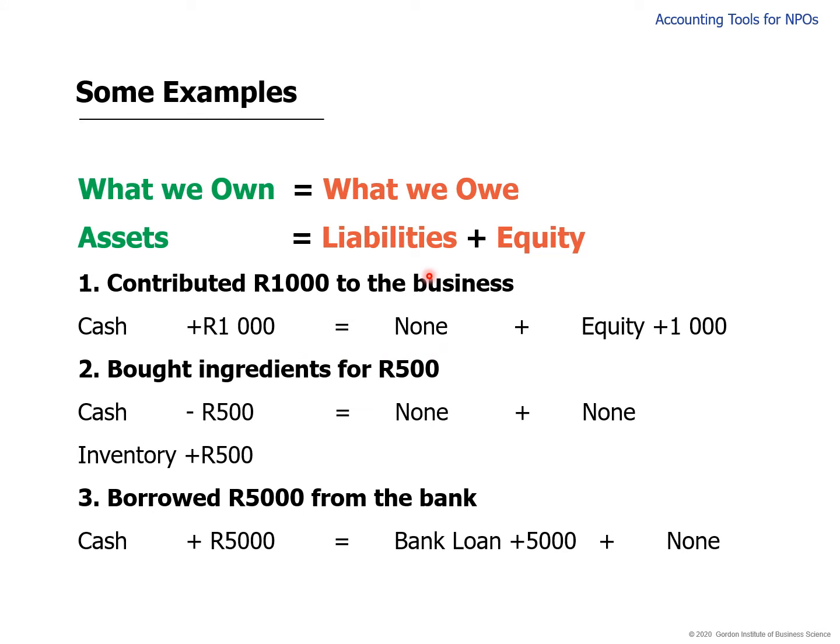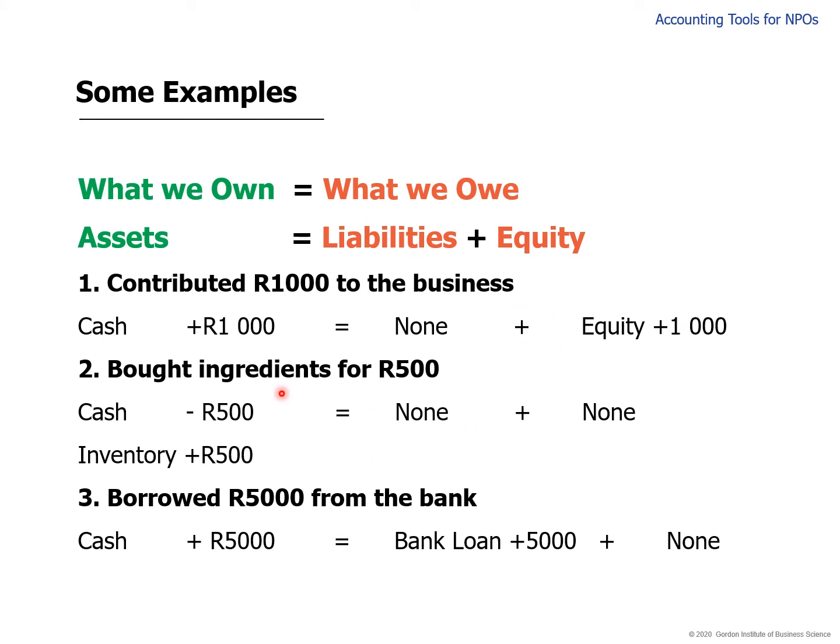Do they owe this 1,000 Rand to anybody outside the organization? No. They owe it to someone within the organization, meaning you, the owner, which then relates to 1,000 Rand of equity that is owed back to the owner. Right? 1,000 Rand is what we own, and what we owe is 1,000 Rand. So the equation is in balance.